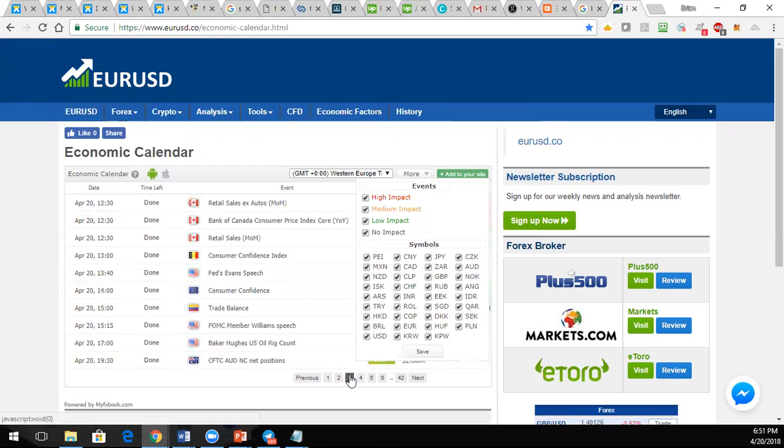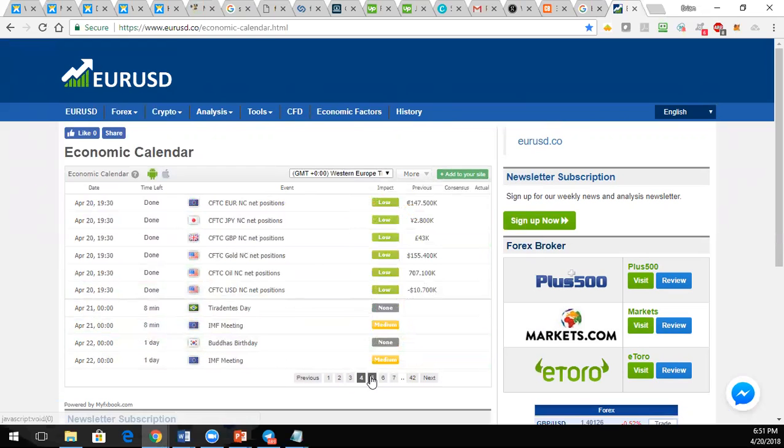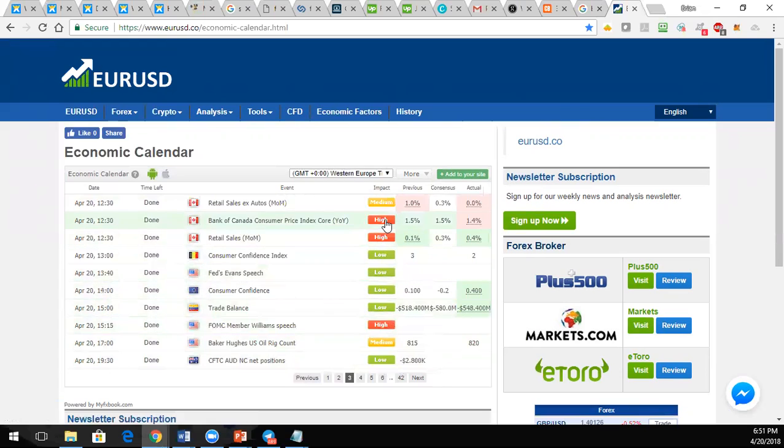So let's see if we can find one. As you can see, under the impact column, you have very low, low, low. This has no impact at all. This is a medium impact news. Here we have some high impact news. Here's one right here as well. You can see the event. This event was news that came out on retail sales for this particular currency, the Canadian dollar. I think that's how you pronounce it, actually.